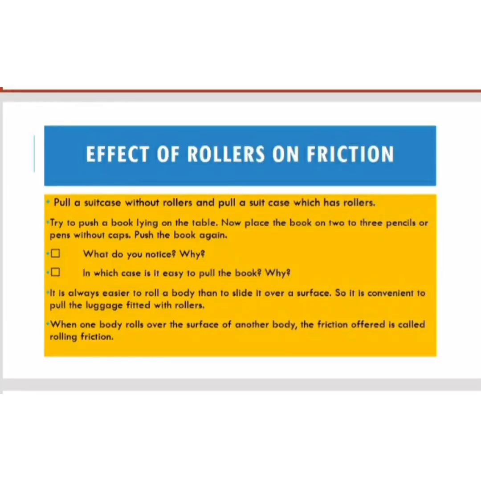What are rollers? It's a ball-like thing which rotates, which we have in our normal suitcases, no? Those suitcases. Okay, that is called rollers. If we try to pull a suitcase with rollers and without rollers, then we can understand the effect of rollers on friction. Try to push a book lying on the table.